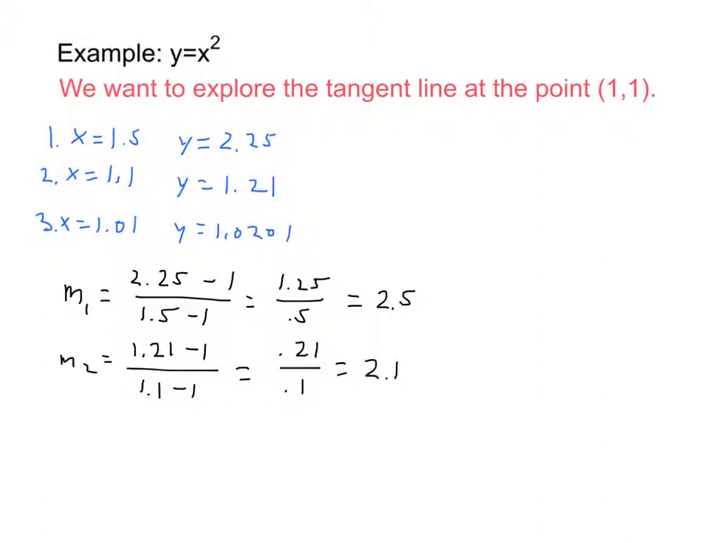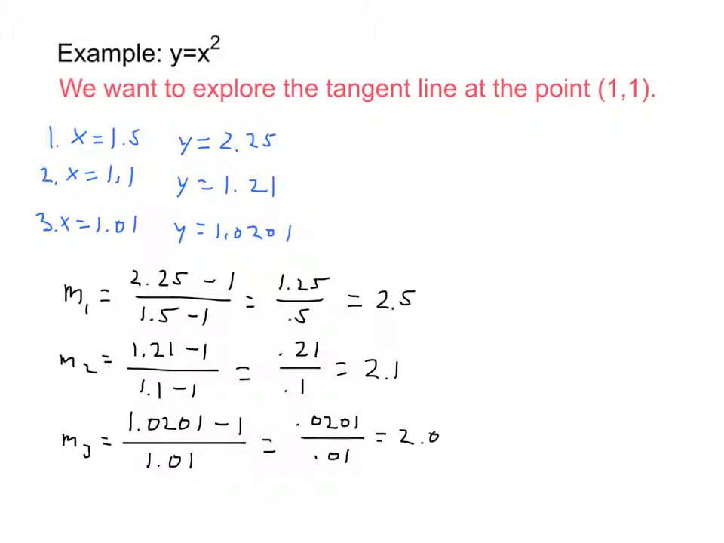I can also do a third slope using the third point that I have here, when x is 1.01 and y is 1.0201. And so I will plug that in and find the slope, change in y over change in x. So I'll get 1.0201 minus 1 over 1.01 minus 1, which gives me 0.0201 over 0.01. And when I do that calculation, I will get 2.01.